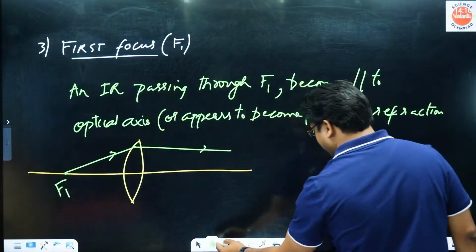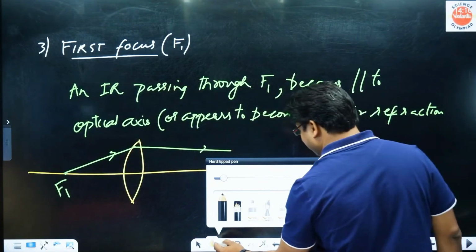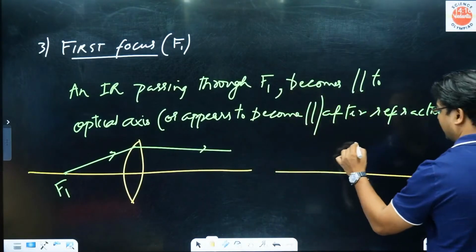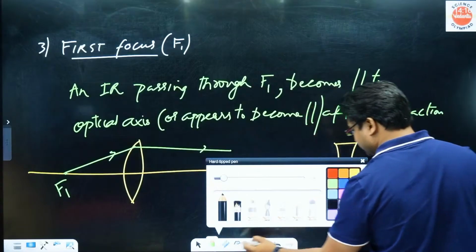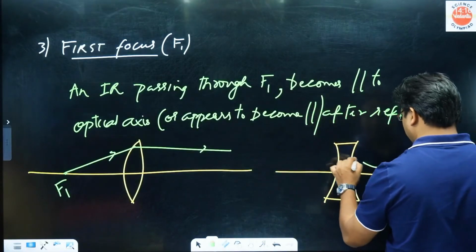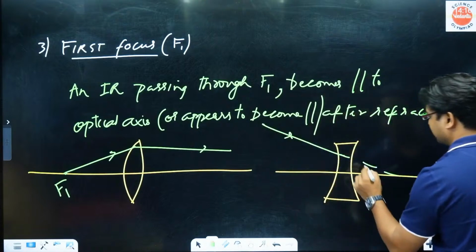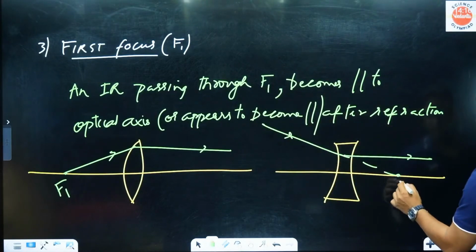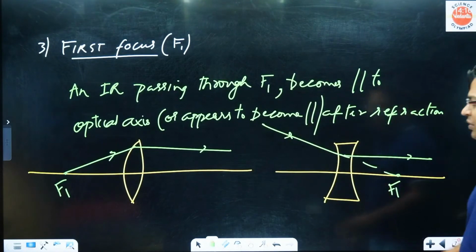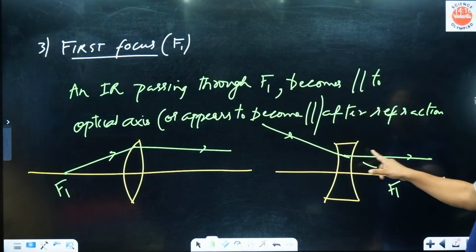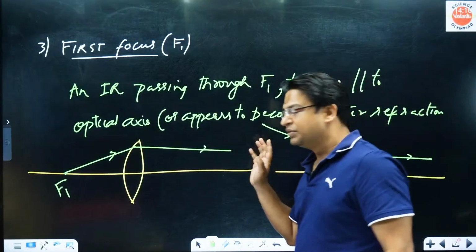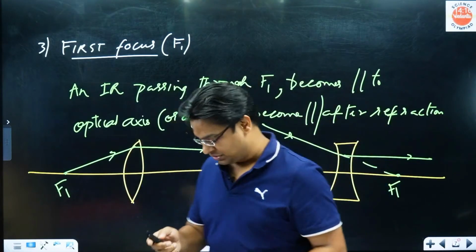Okay, now if we are talking about a concave lens, the ray diagram depicting F1 would look like this. The ray comes like this and then it becomes parallel. So this point is F1. Are you getting it? Okay, so this is an incident ray which is passing through F1, and after refraction it becomes parallel to the principal axis. So this is what we call the first focus.